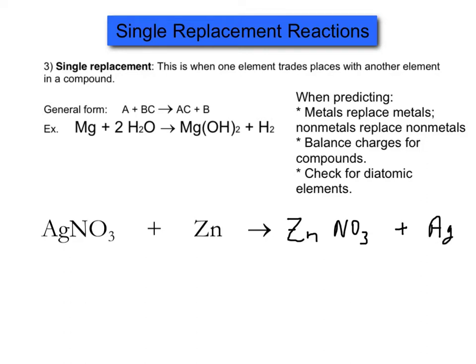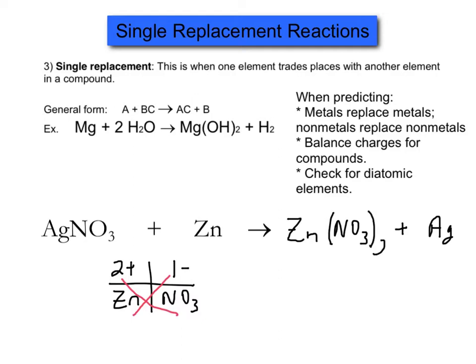Now before we go and write the formula for zinc nitrate, let's do a T-chart. Zinc has a charge of 2+, and nitrate is a polyatomic ion and has a charge of 1-. Using our little crisscross chart, we can see it will have 1 zinc and we'll have 2 nitrates. So our formula will look like this.